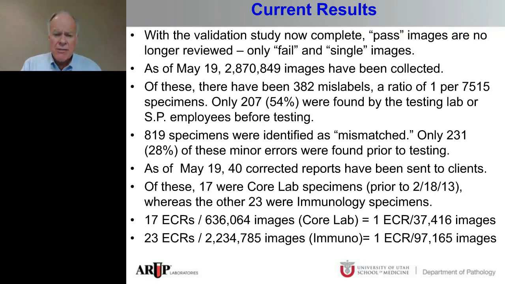We also have identified 819 specimens as mismatched or with spelling errors, and our employees are finding about 28% of those prior to testing. As of last week, we've sent 40 corrected reports to clients. Now, that's not that much bigger a number than the 21 before.